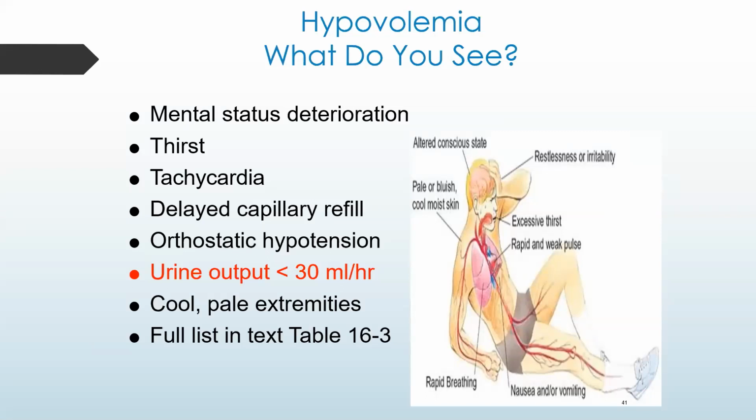Integumentary system is going to have decreased turgor, dry skin, and dry mucous membranes. Laboratory findings will show an elevated hematocrit because of the decrease in fluid volume, an increased BUN, increased sodium, increased urinary specific gravity greater than 1.025, and the urine will be dark amber and have a strong odor.